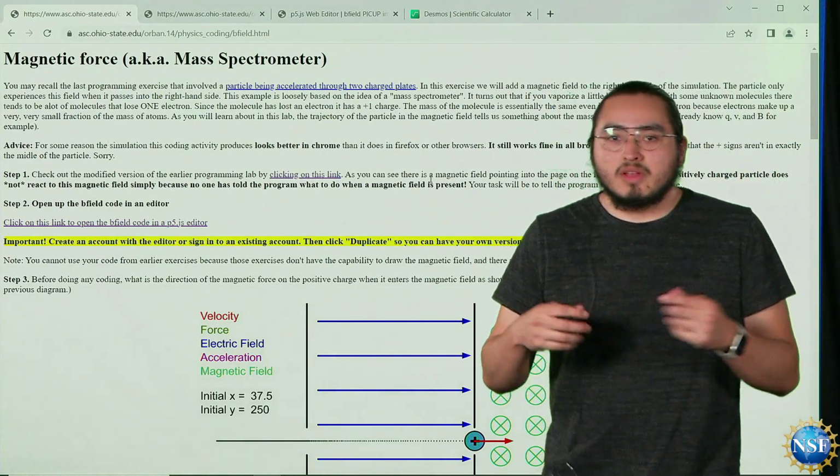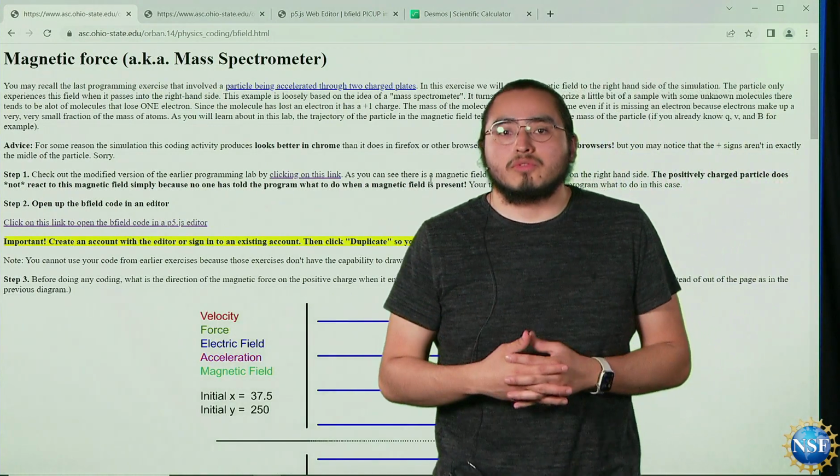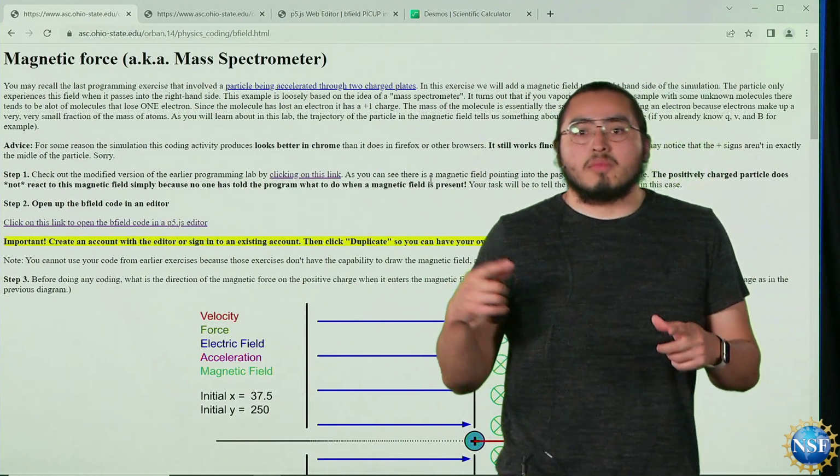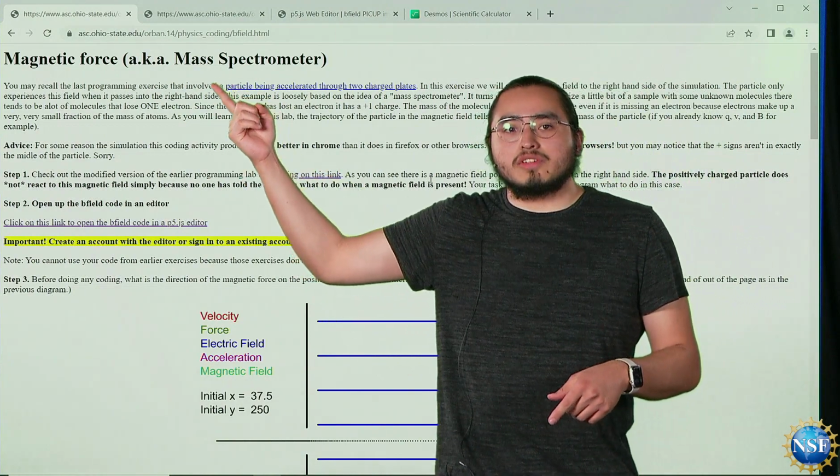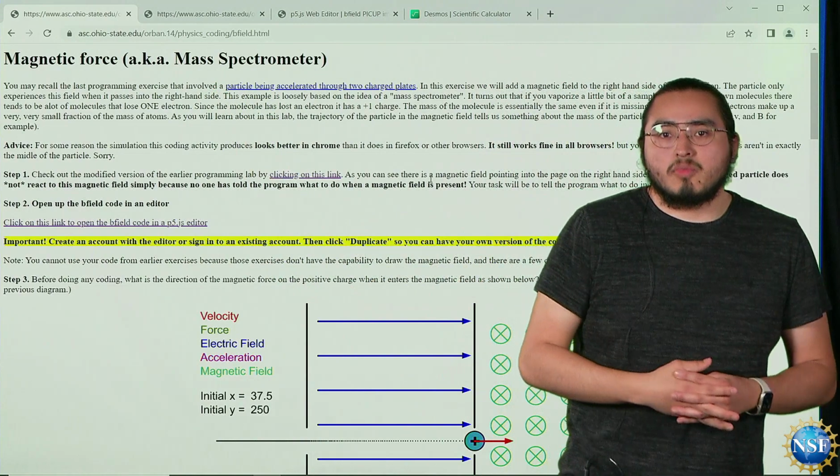All right, hey everybody, my name's Ricky and I'll be leading you through this exercise today, and we're going to be going over magnetic force and how it acts on a particle.